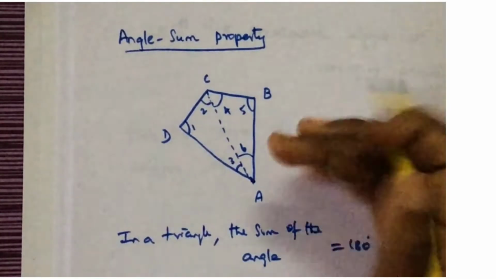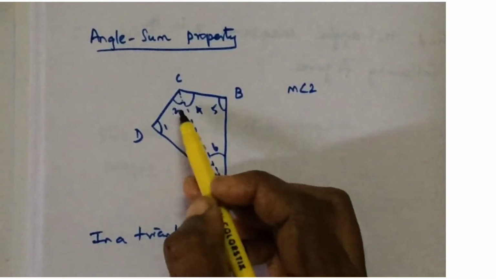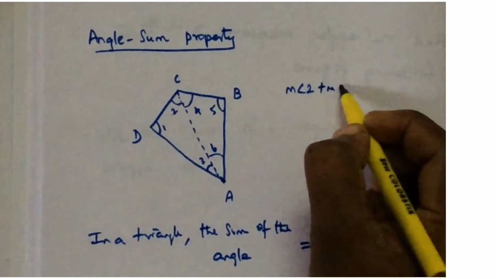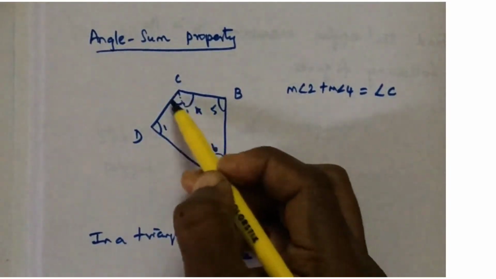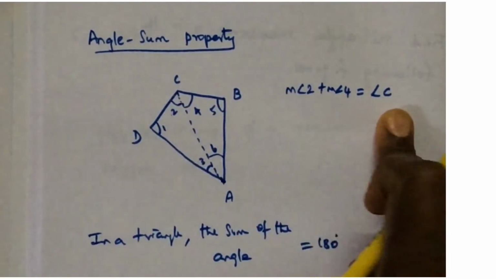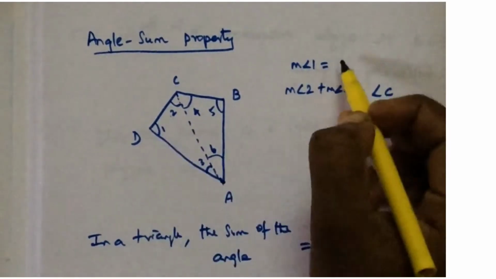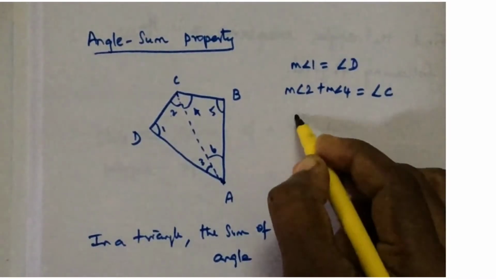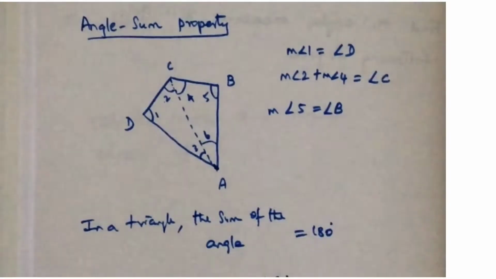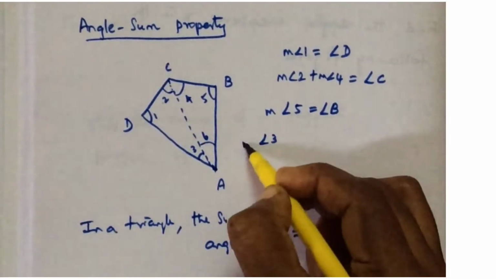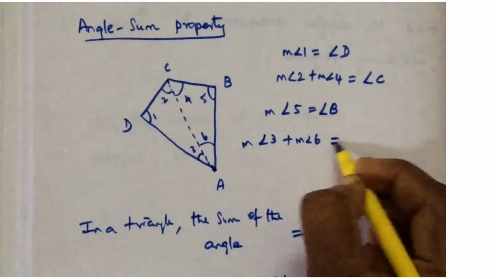From the figure you can write 2 and 4. The measure of angle 2 plus the measure of angle 4 together, you can write as angle C. Similarly, the measure of angle 1, you can write as angle D. The measure of angle 5, you can write as angle B. The measure of 3 plus the measure of 6 together, you can write as this angle A.